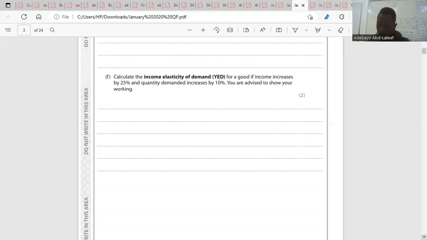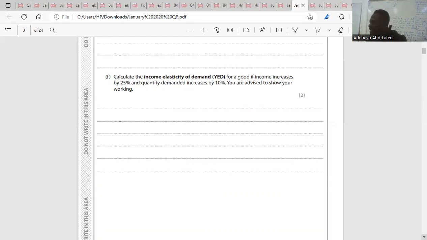So we have (110 minus 100) over 100, divided by (125 minus 100) over 100. So then we have 10 over 100 divided by 25 over 100. When you reciprocate, it will be 10 over 100 multiplied by 100 over 25. The 100 cancels the 100. We have 10 divided by 25, which gives us 0.4. That's how we got our 0.4.